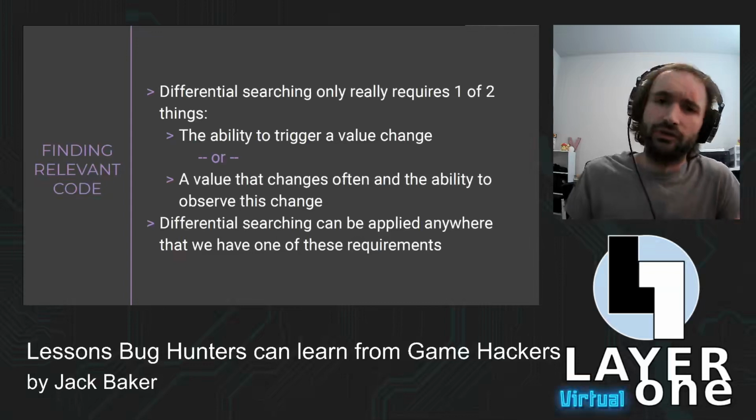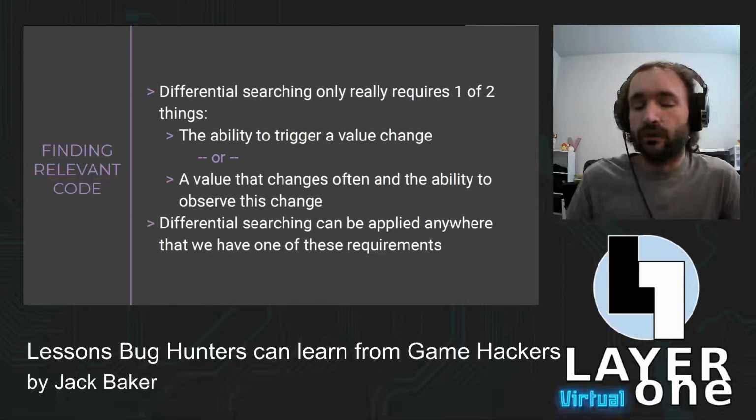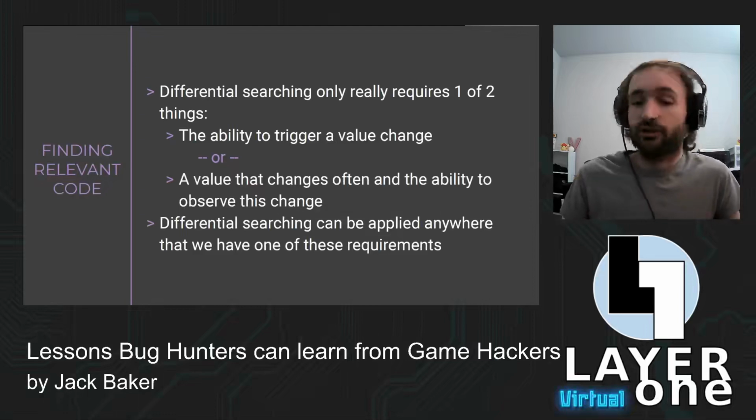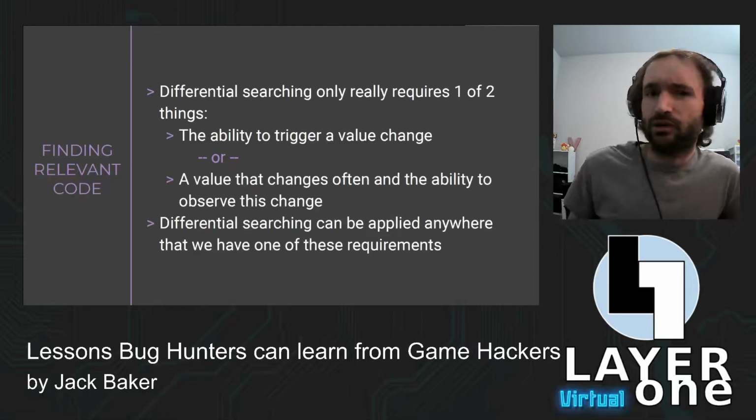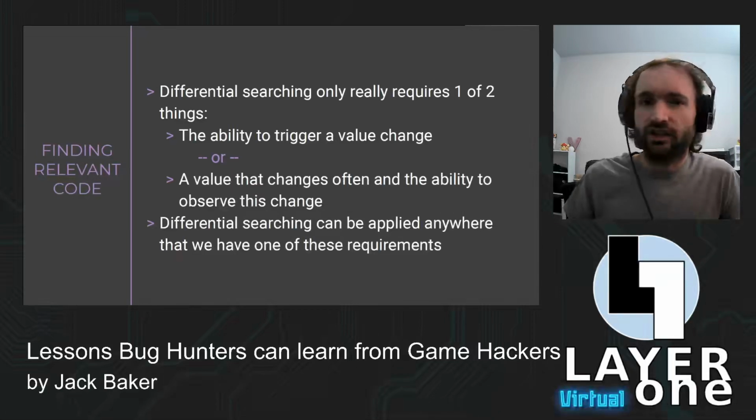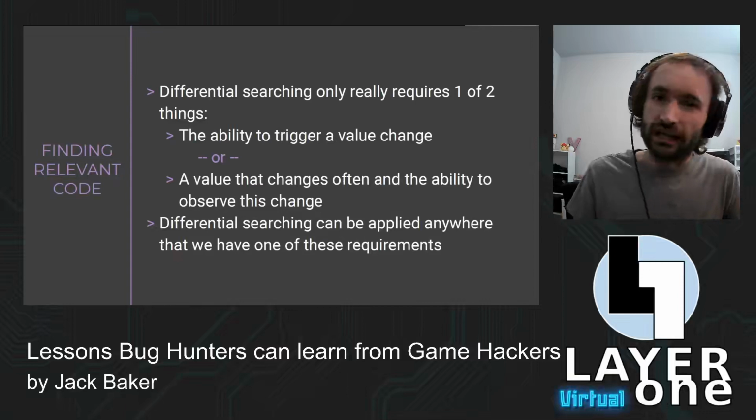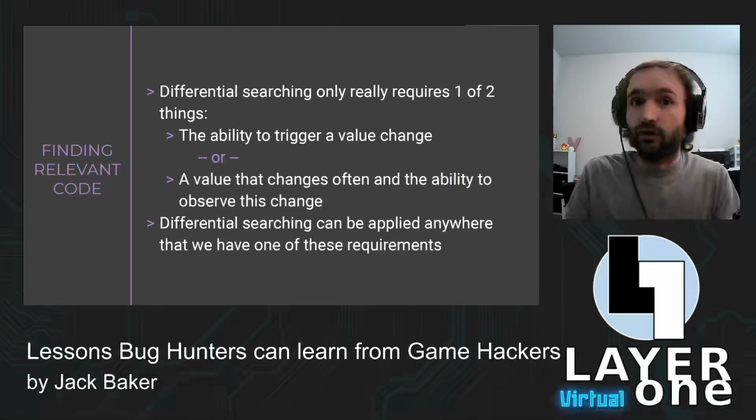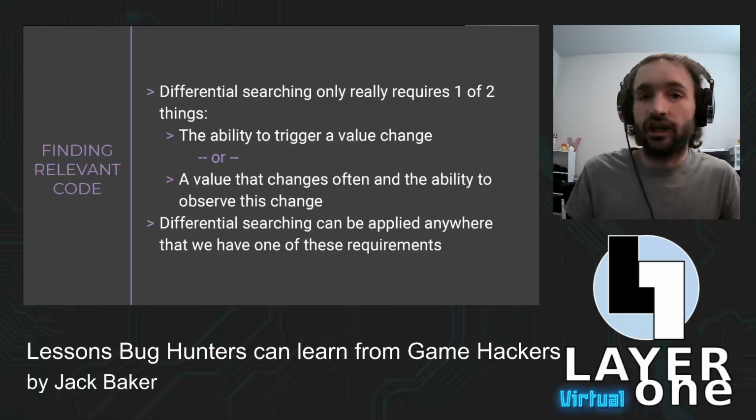Or it could be a value that just changes often and we can observe that change. So I don't know if the game has a timer and you want to give yourself more time, that's not something you can really trigger the change on. It's already changing on its own, but you do know that it's changing and you're able to observe that change. And that could be all that you need in order to do this differential search, because you can then say this value has changed, it's decreased or whatever, or at this point in time, this value hasn't changed, because you're able to observe when a change occurs.